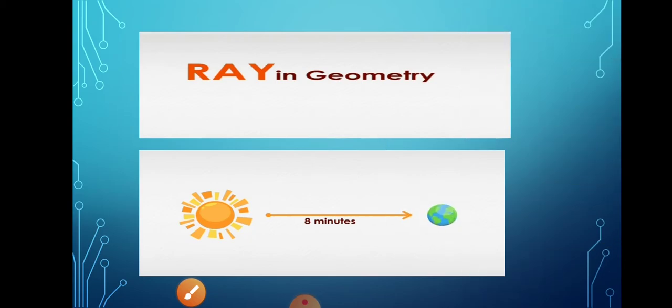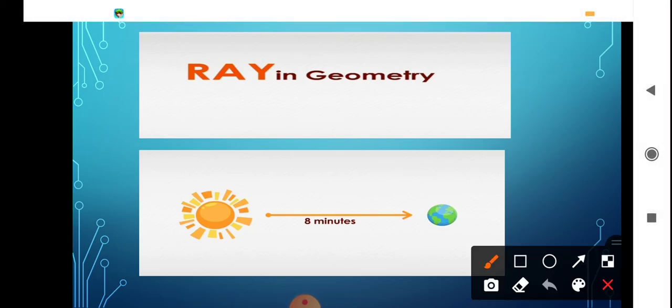After this, we are going to discuss ray. Students, what do you recall when you hear the word ray? Yes, it is sun rays, like the rays of sun. Sun rays extend only in one direction. So it has only one end point. Its starting point is called initial point. इसके starting point को हम क्या बोलते हैं? Initial point बोलते हैं.